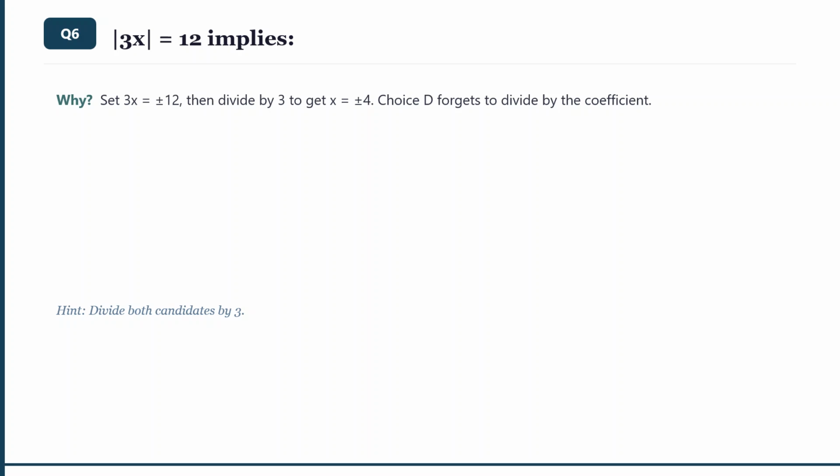Choice D, x equals plus or minus 12, is the trap, where students forget to divide by the coefficient on x, they read the right-hand side and copy it as the answer. Choices A and B are single case traps. Always divide by the coefficient after splitting cases.